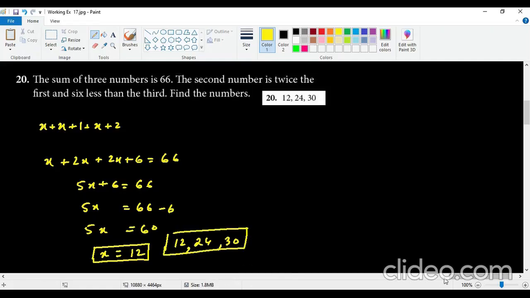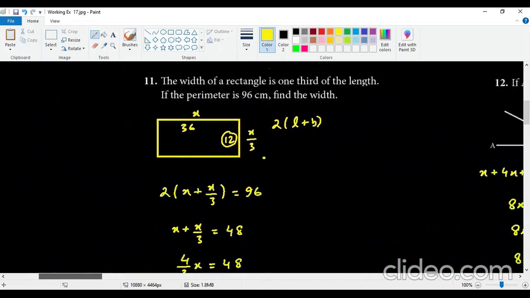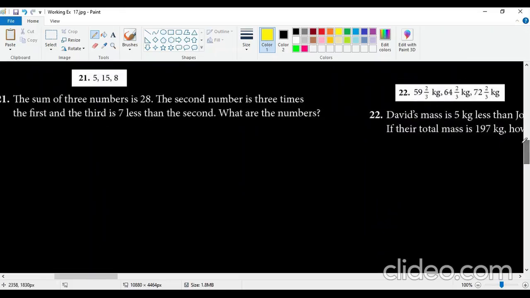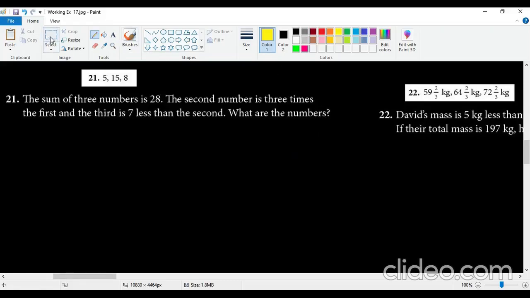Moving on to the next question, which is 21. Let's see what 21 has. You must have noticed that from easy questions to challenging questions, this exercise is moving. Now it says the sum of three numbers is 28. The second number is three times the first, and the third is 7 less than the second. So in question number 21, we are going to use the same technique that we have used in question number 20. So first number is x, second number is 3x, and the third number is 3x minus 7.